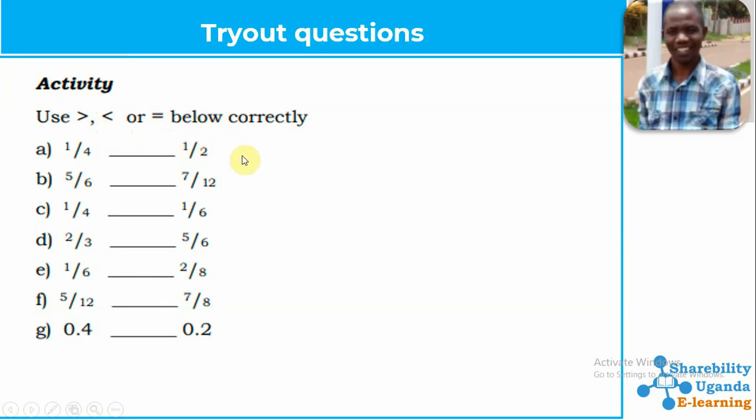So that means they want us to first compare and find out which one is greater than another, which one is less than another, and which one is equal to another. So we shall be looking at a couple of methods of how we can compare and see exactly whether this one is greater, this one is smaller, or they are equal.